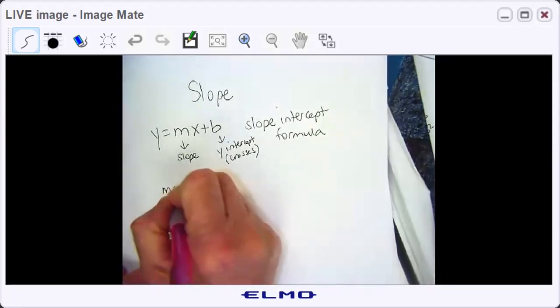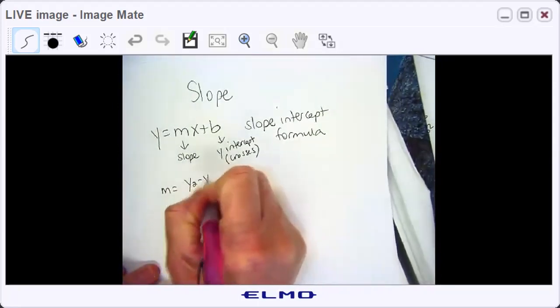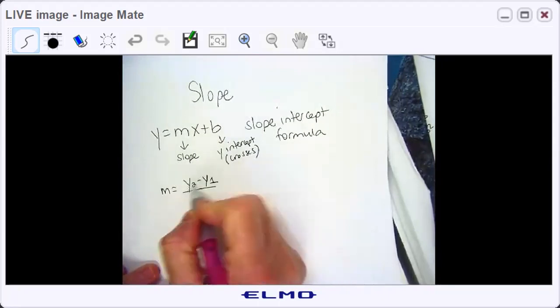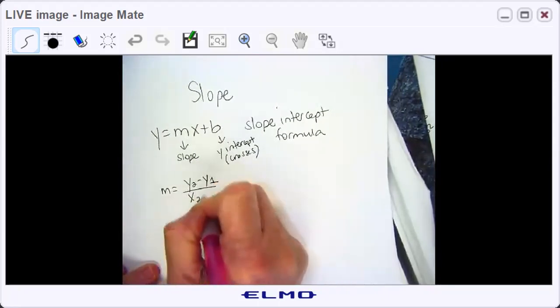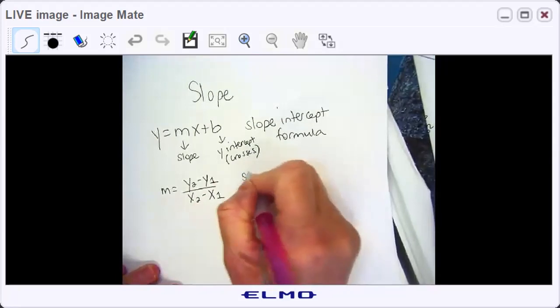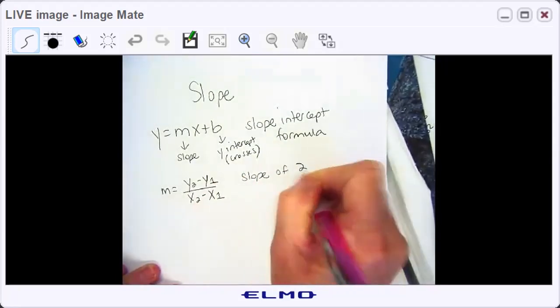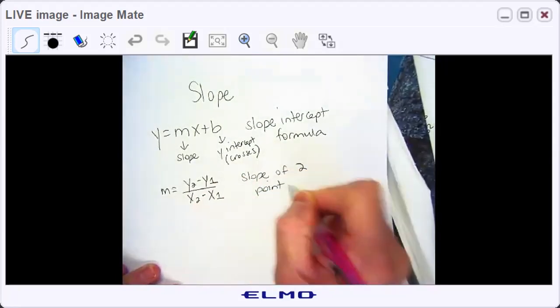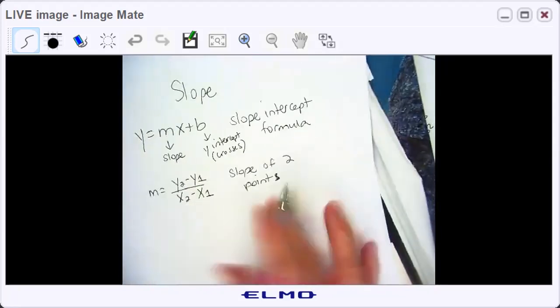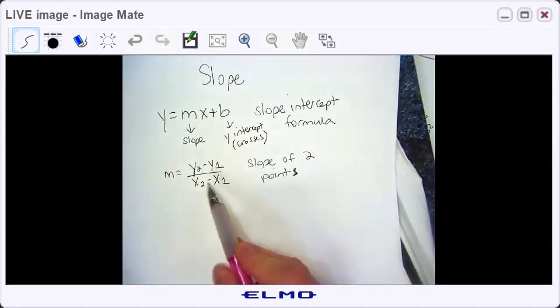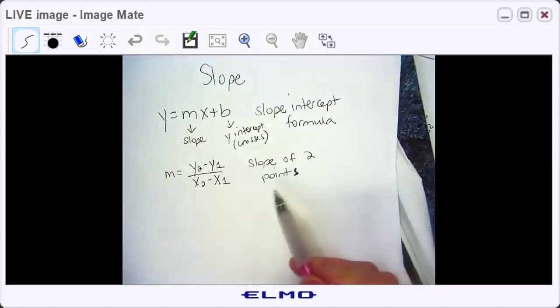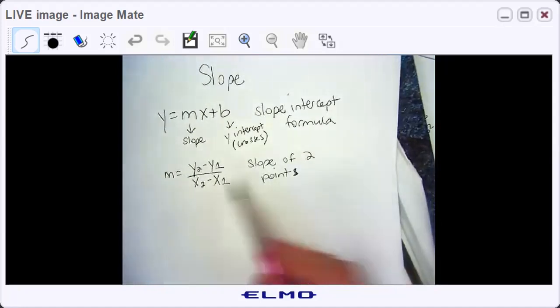This is the other formula that is very useful where slope is concerned: y2 minus y1 over x2 minus x1. This is the slope of 2 points. And we're going to use a little bit of graphing with this as well. I'll show you how to do slope graphically if you need to. So if they give you 2 points and they're asking you about the slope, then this would be the formula.